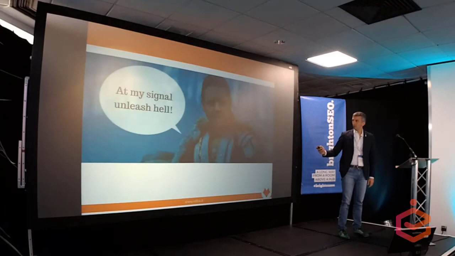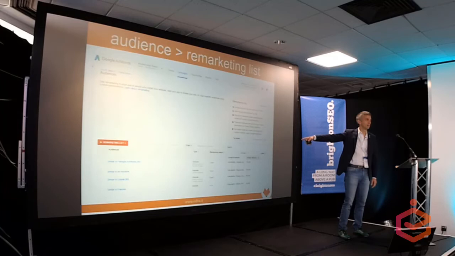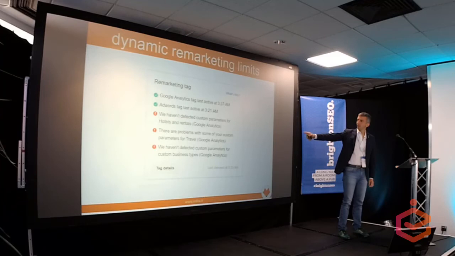So I started using the standard dynamic remarketing, and I got a lot of exclamation marks. And who is familiar with dynamic remarketing knows that with just one question mark your audience is not accessible. We haven't detected the custom parameter for hotel and rentals. There are problems with some of your custom parameters for travel. We haven't detected custom parameters for custom business types. It's not that easy, and it's usually made for OTAs, for Booking, for Expedia, for vertical portals. It's not made for a standard hotel owner with one or two properties, because the code or the ID of the structure, I have only one. I put one, it doesn't work. I want to use it, you can't.